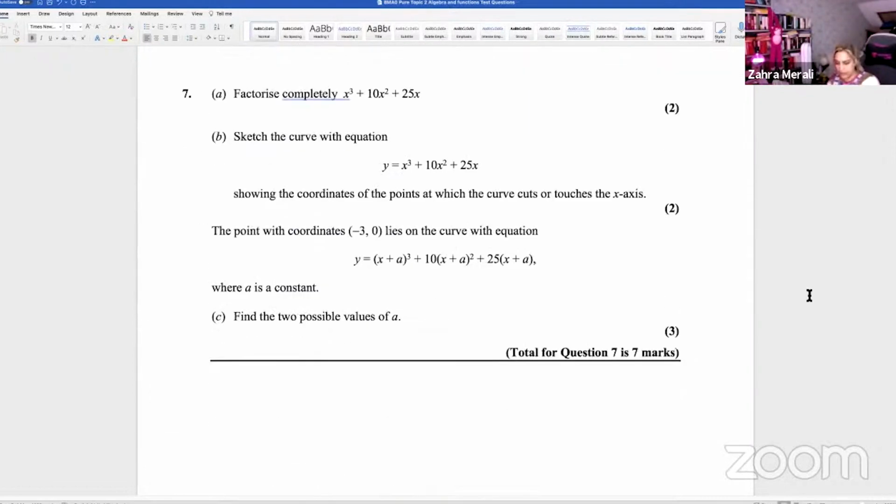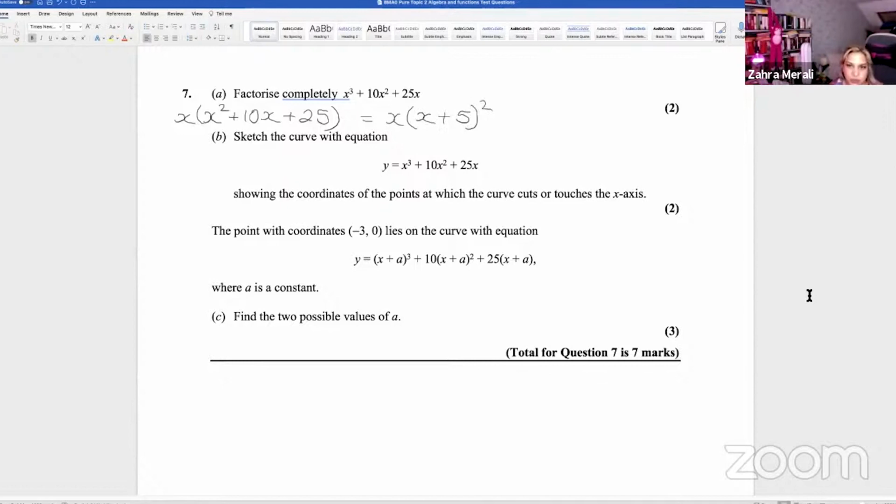Factorize completely. Okay, you won't generally be expected to do a cubic that doesn't just have x as one of its factors. So what you're going to do here is take x outside the bracket, and you're going to get x squared plus 10x plus 25. And hopefully you recognize it as an exact square, or you could factorize it and realize you end up with x plus 5 squared.